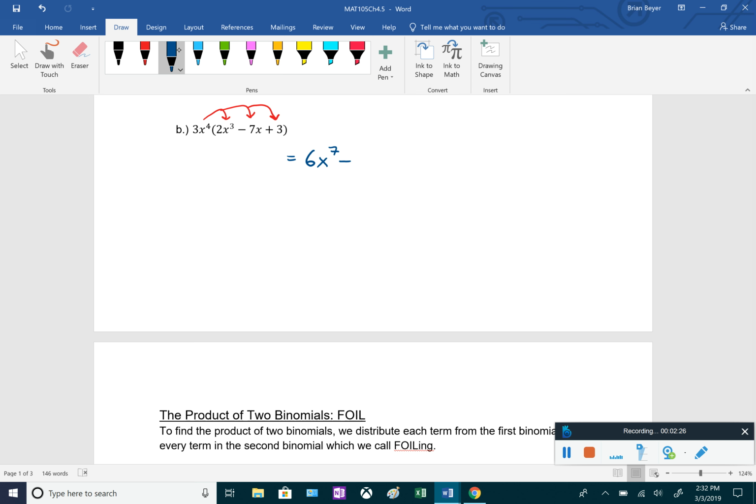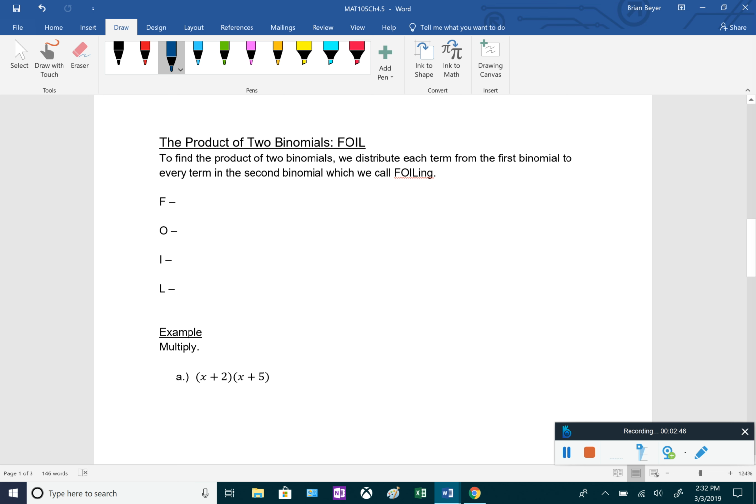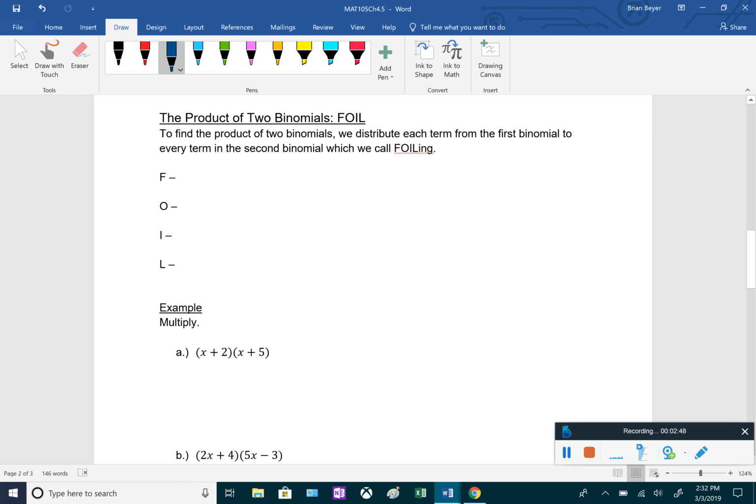Minus 3x to the 4th times 7x, 3 times 7 is 21. X to the 4th times x, we add the exponents, 4 plus 1 is 5. And lastly, 3x to the 4th times 3, so that's plus 9x to the 4th. So we get that answer for this one.